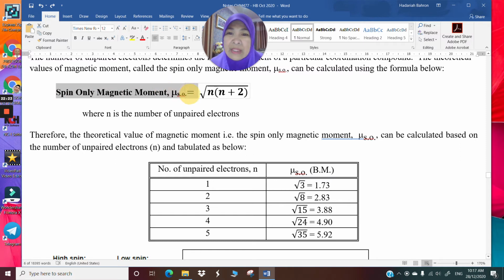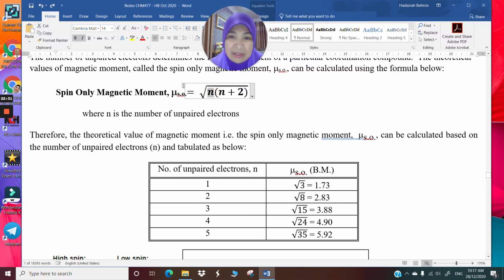Spin-only magnetic moment is equal to square root of n into n plus 2, where n is the number of unpaired electrons. So if you want to see what is the magnetic moment of a metal complex having one unpaired electron, you're going to put 1 into 1 plus 2, which is 3. So 1 times 3 is 3. Square root of 3 is 1.73.